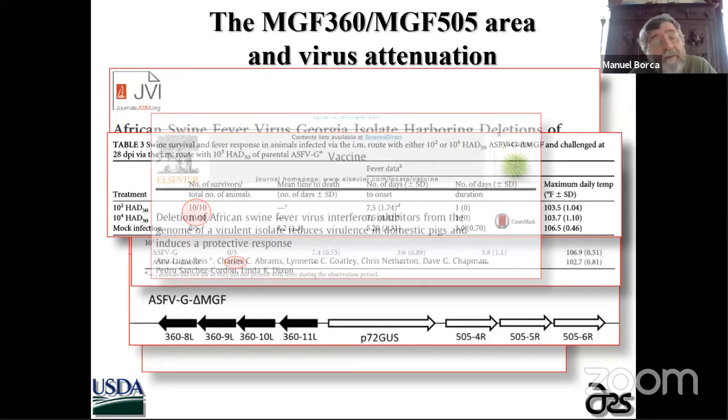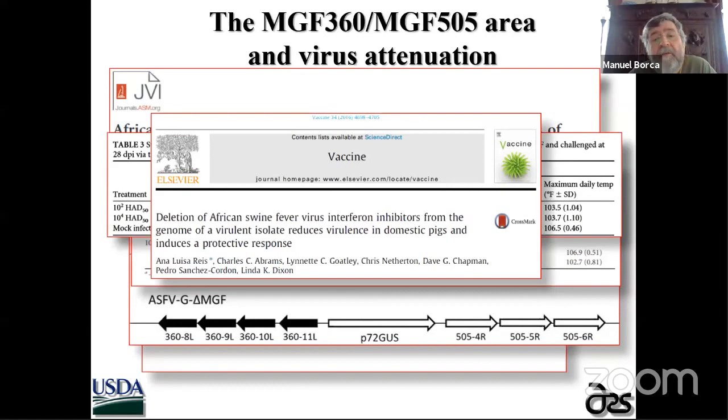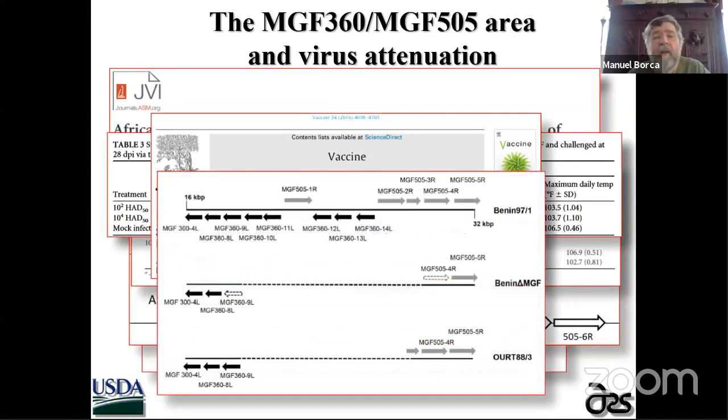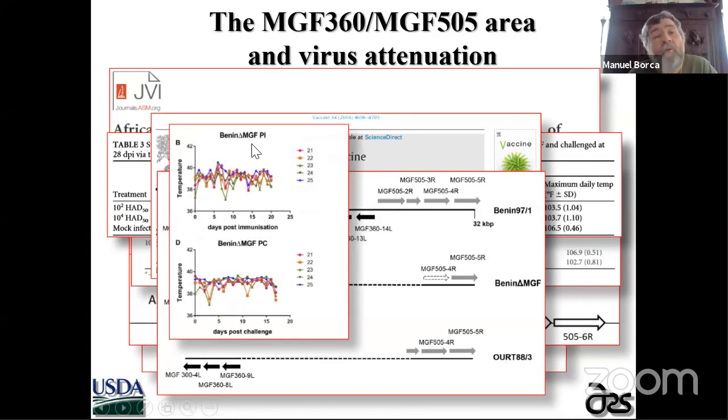And this is very interesting: Linda Dixon came with a paper a few months after ours, where she published the deletion of a larger area in this particular region of the genome, comprising 9 genes this time, the same 9 genes that are affected in the natural isolate OURT88/3. And she showed that the virus that she produced using Benin as a parental virus was completely attenuated when put in pigs, and all the pigs that received this Benin delta multigene family virus were also completely protected against the challenge.